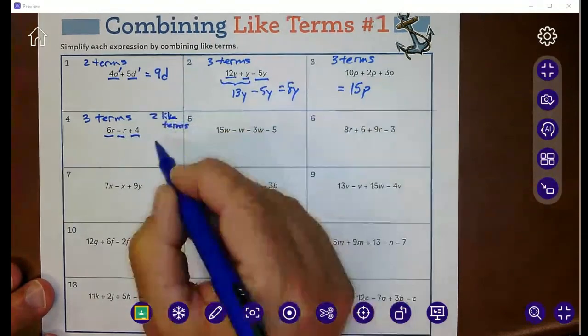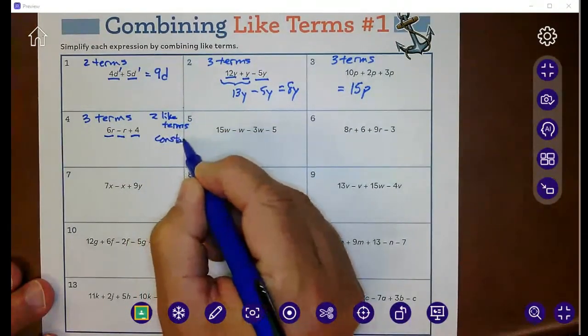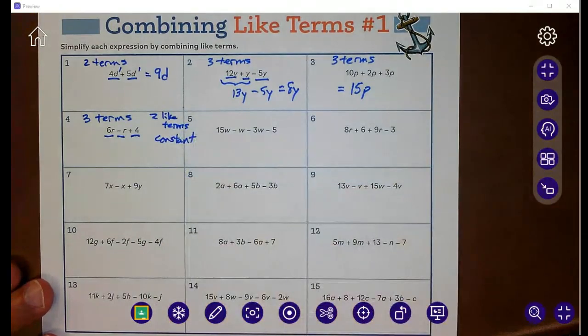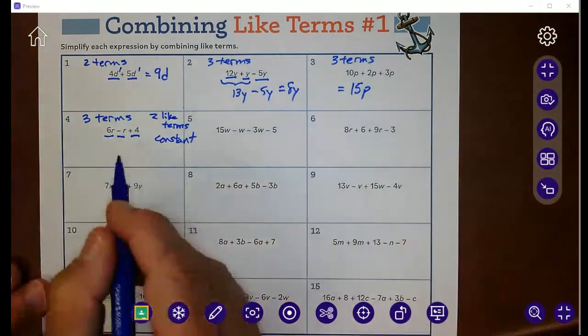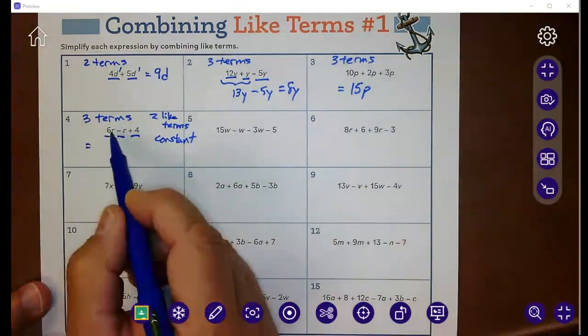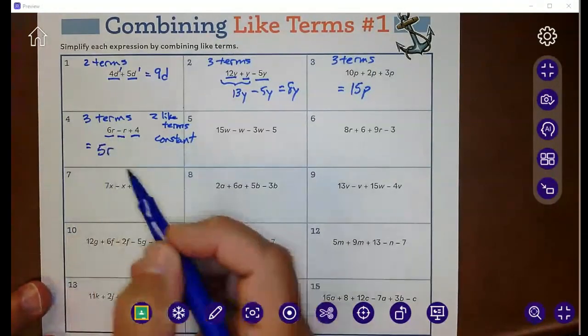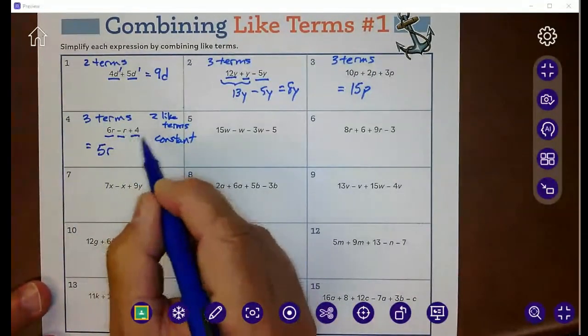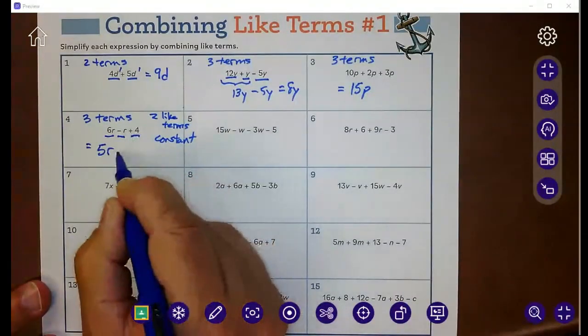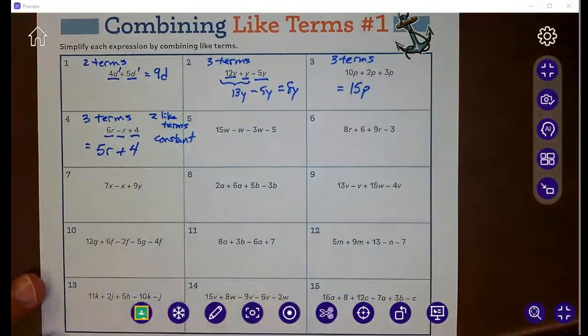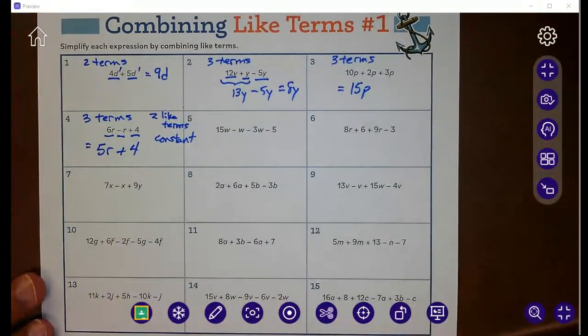That is called a constant. I can't combine it with the r's. So this will simplify. 6r minus an r gives me 5r, but I can't put that 4 with anything. It won't combine with anything, so it's left over. So 6r minus r plus 4 combine together to give us 5r plus 4. Anybody have any questions at this point?